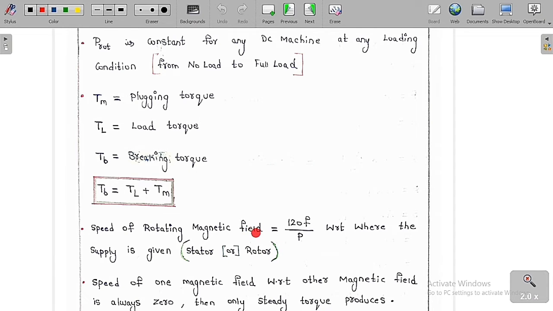If you give a supply to the stator, then definitely the stator is stationary. Let me assume the field is going to rotate in the clockwise direction. Therefore, the speed of the rotating magnetic field is equal to 120 F by P with respect to where the supply is given, either the stator or the rotor.